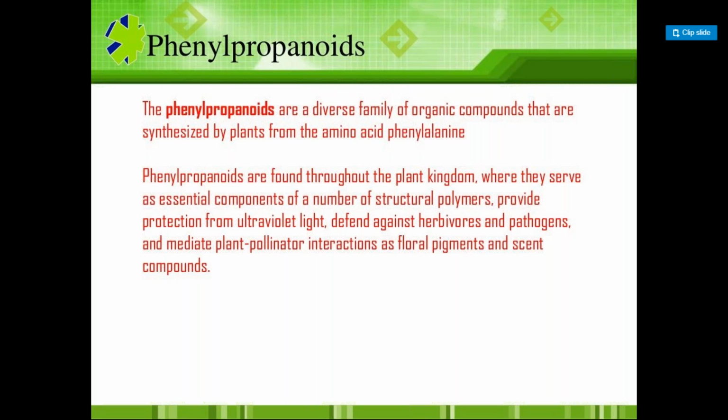Now what is this schizogenous or schizolysigenous? Just imagine there are two cells and there is a split in between. So in between, a duct will be formed and it will produce this resin. This is called a schizogenous or schizolysigenous duct. Schizo means split. When there's a split between two cells, a gland will be formed and within this gland these resins will be stored. Is it clear to you?